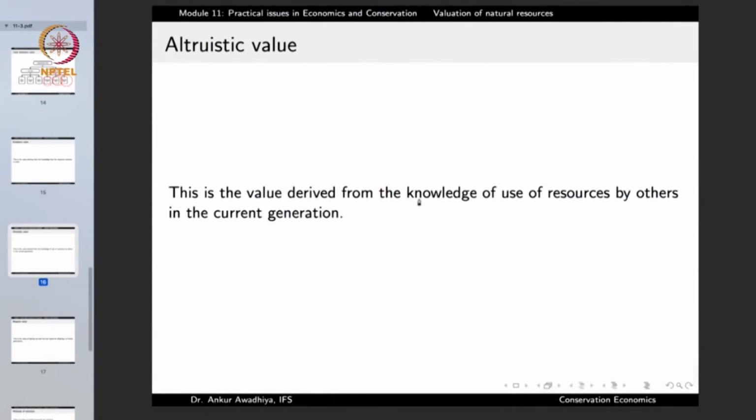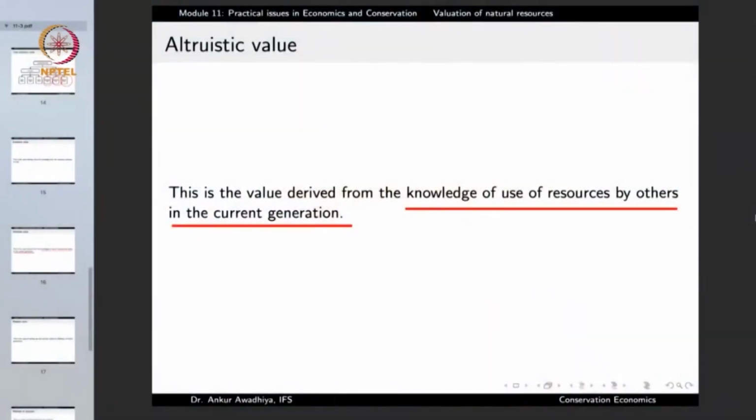Now, this value that we derive because we are getting the knowledge of the use of resources by others in the current generation. In this case, we are not talking about our children, we are not talking about our grandchildren. We are saying that yes, today there is somebody in our country who is getting employment because of rhinoceros. This kind of value that we derive because we are feeling good that there is somebody who is getting employment is known as altruistic value. Now, this is a non-use value because we are not using those rhinoceros. But we still feel good that there are certain people in our country who are getting employment, who are using these resources. So this is an altruistic value.